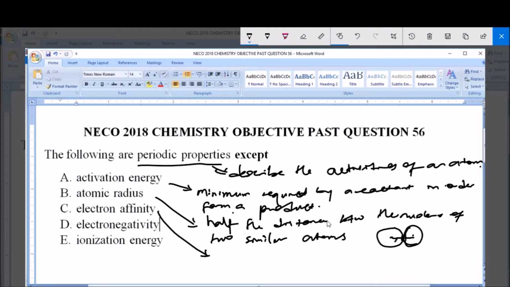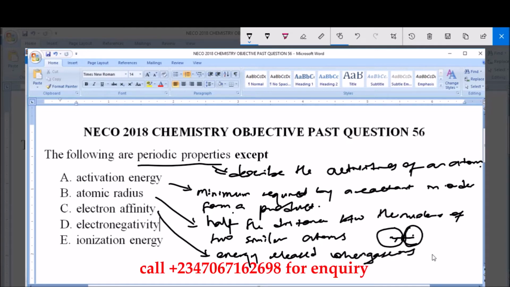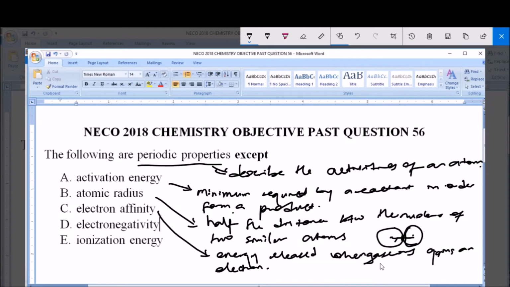Now electron affinity is simply the energy released when a gaseous atom gains an electron. So electron affinity is that energy released when a gaseous atom gains an electron. Now you can see that it is affecting the activities of the atom. Now a gaseous atom is gaining an electron. So it is a periodic property.